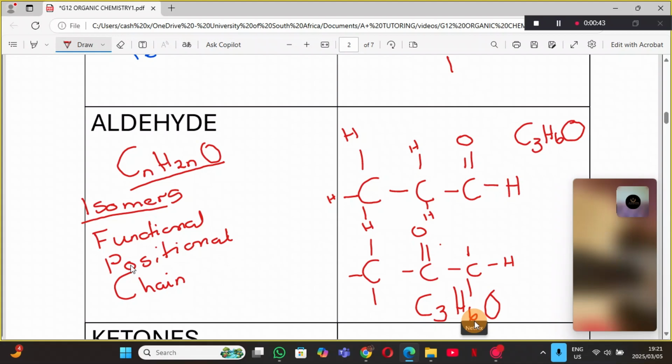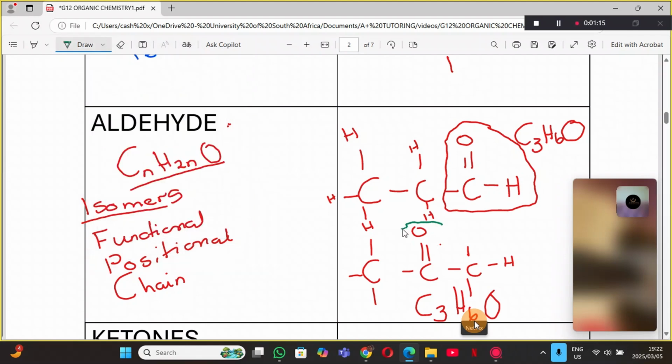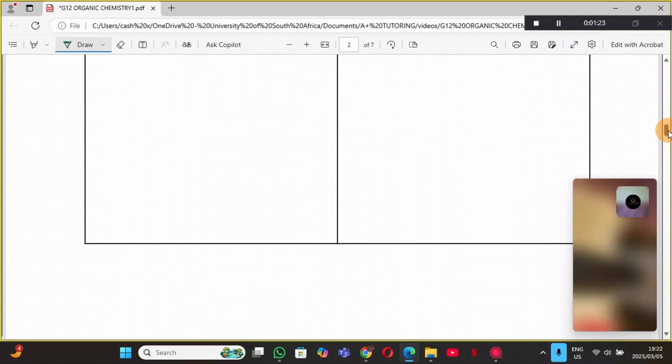It's not a positional isomer, but a functional isomer. Why? Because an aldehyde is an aldehyde because the functional group is at the end. If they ask you to draw the functional group of an aldehyde, you just draw a C, a line with an H, and your double bond with an O. So it's always at the end, then it's an aldehyde. Once the O is in the middle, it's now a ketone. A ketone falls under a different functional group because it's on its own.